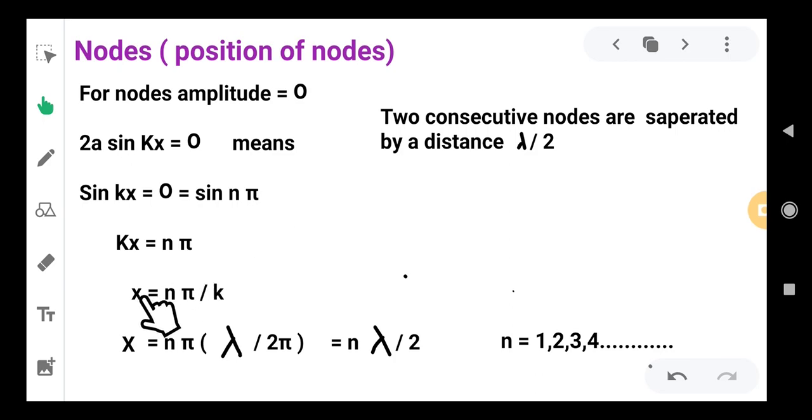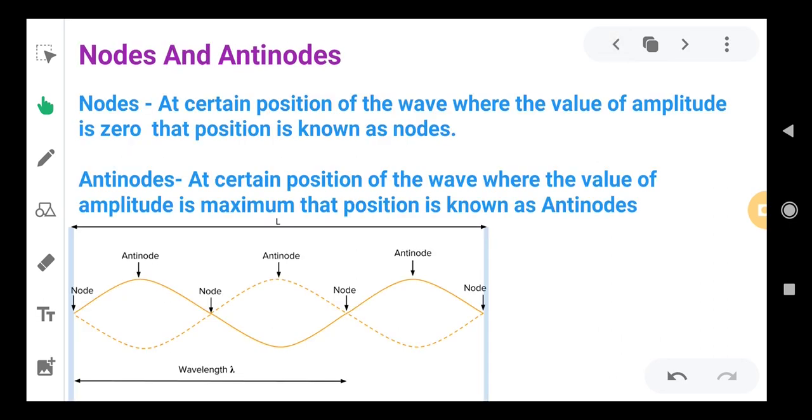Then x, indicating the position, is equal to n pi divided by k. We already know the value of k, the wave number, is 2 pi divided by lambda. If I substitute that, it will become n lambda by 2, where n is the number 1, 2, 3, 4. Next, two consecutive nodes are repeated at a distance of lambda by 2.